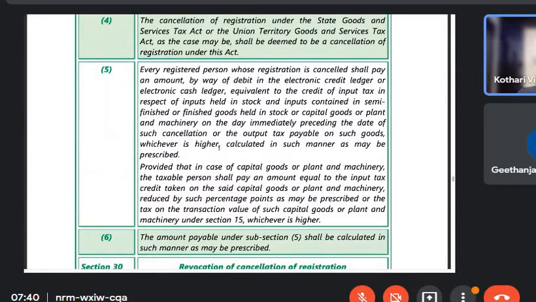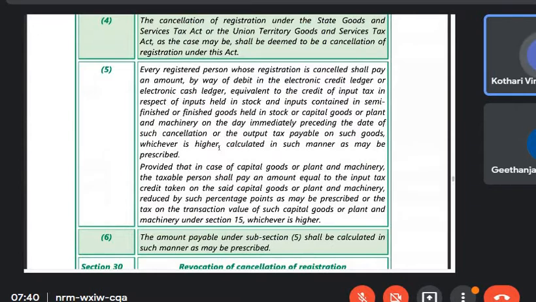What is this? So this means when a GST registration is cancelled, say some company is going to apply for cancellation of GST registration on 1st January. When the GST registration is cancelled, on 31st December there may be some semi-finished goods, there may be some finished goods, there may be some capital goods in your hand.